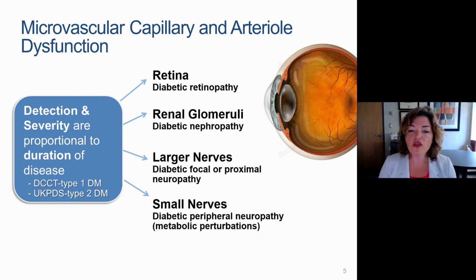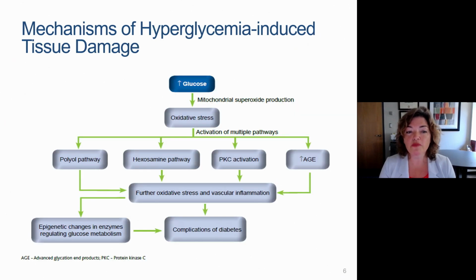So what we know is that glucose over time, hyperglycemia, can lead to diabetic retinopathy. The retina is very sensitive. The renal glomeruli are very sensitive. Larger and smaller nerves are very sensitive, but to point out, smaller nerves like autonomic nerves and very small peripheral nerves are more sensitive to maybe acute perturbations in glucose. But for the most part, we're talking about a long-term exposure problem.